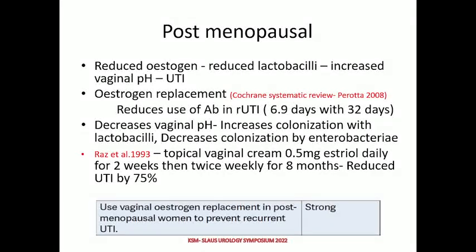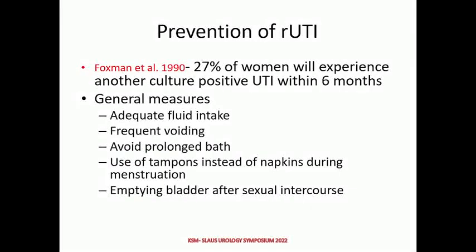Postmenopausal women are more prone to urinary tract infection because of lack of estrogen. Acidic urinary pH is lost because of atrophic vaginitis. Studies have shown that local estrogen replacement will reduce the duration of antibiotic usage and reduce the UTI by 75%. And guidelines recommend local application of estrogen for postmenopausal women.